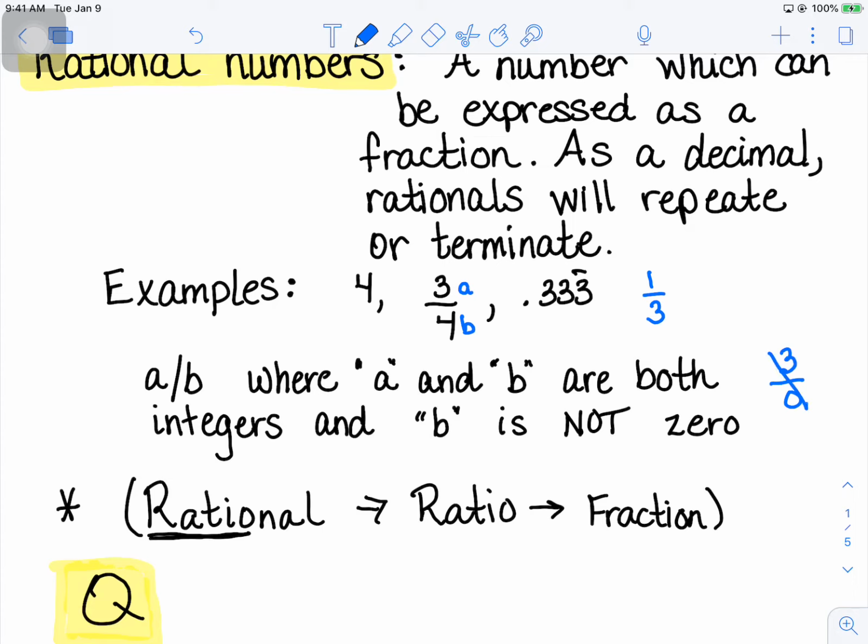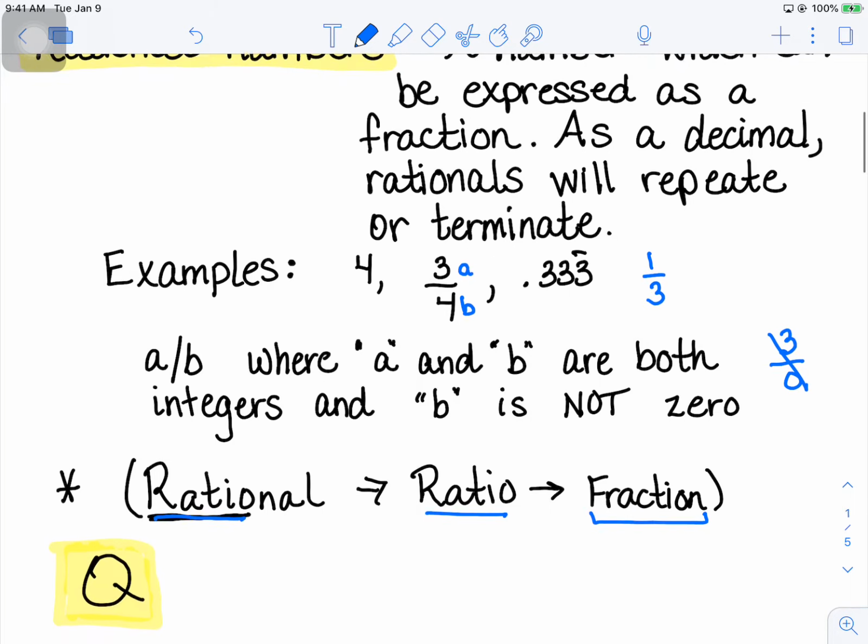We can't do this. Now, a quick shortcut to remember rational is that the root of the word is ratio. We know ratios are fractions, so we know that rational numbers can be written as fractions. The symbol for rational numbers is a capital Q.